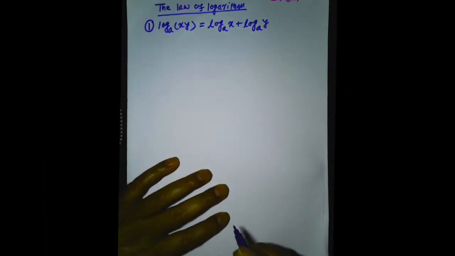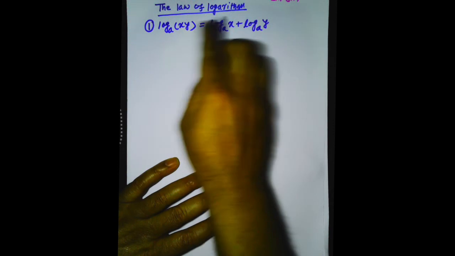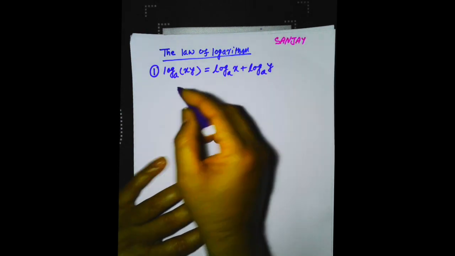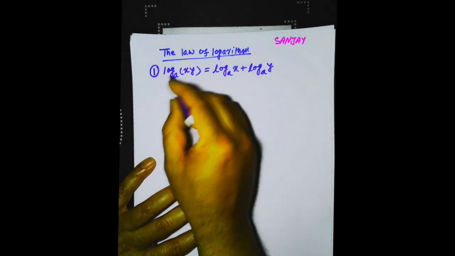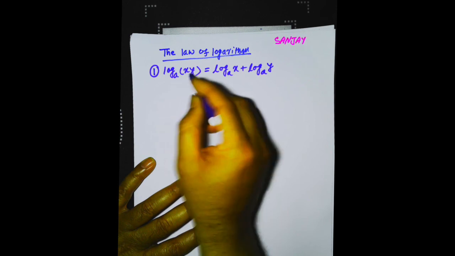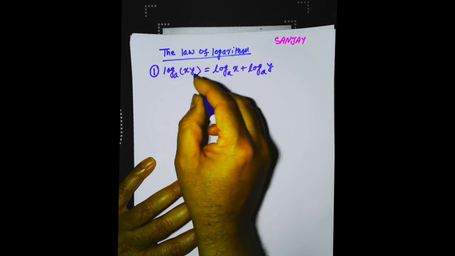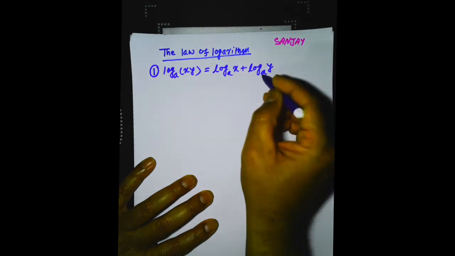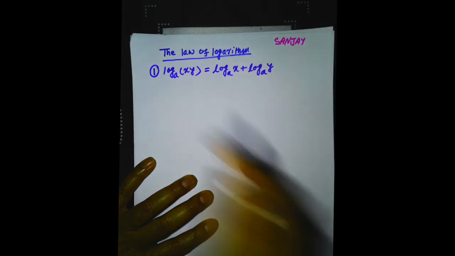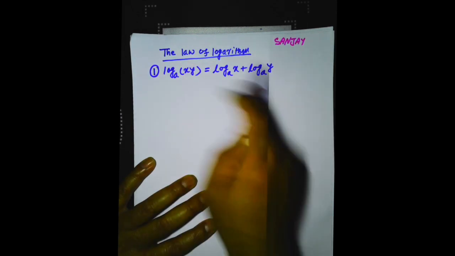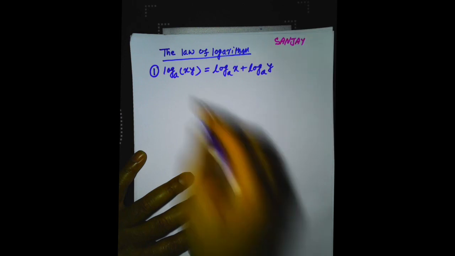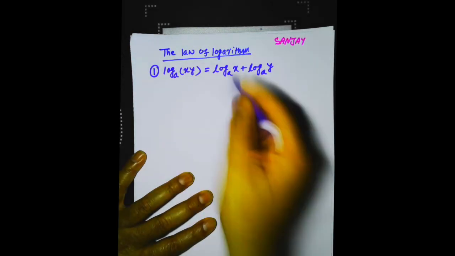We shall now discuss the laws of logarithm. You can see that this is the law of logarithm. This is log of base a for the product of numbers x and y, and it is found that log of x to base a plus log of y to base a. So this is one of the laws of logarithm, and it is good to understand the proof of how the left side equals the right side.